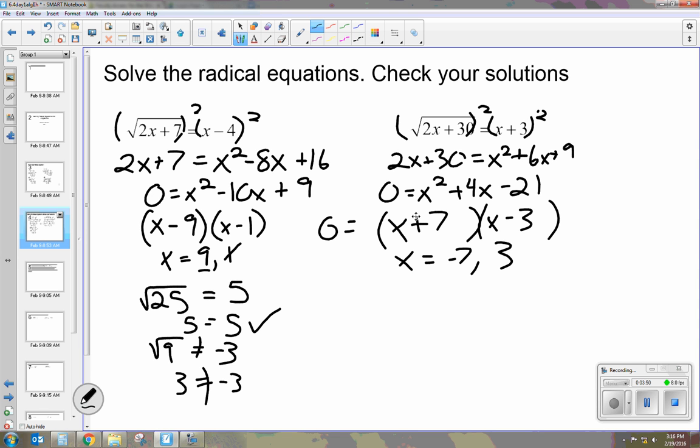Once again, we have to plug those back into our original equation and double check our answers. In this case, the only solution that works for us is going to be x equals 3. Because if you use -7 on the right-hand side, you're going to have -4. Never can you take the square root and end up with a negative number.